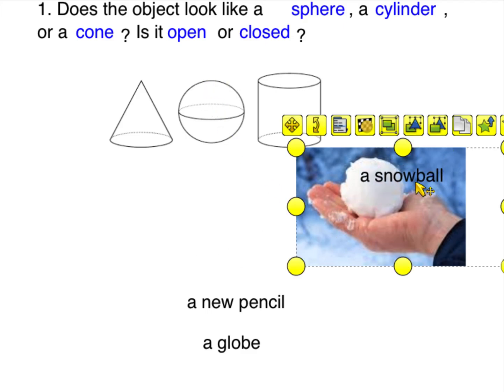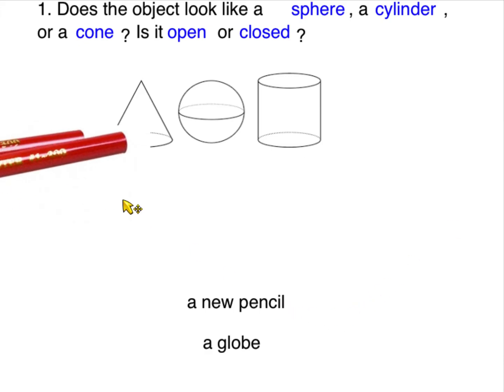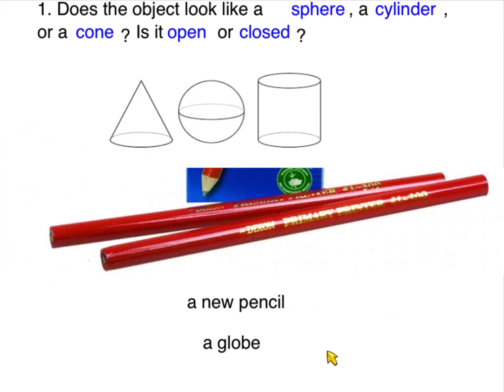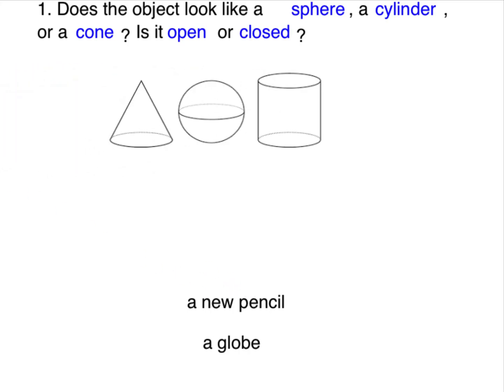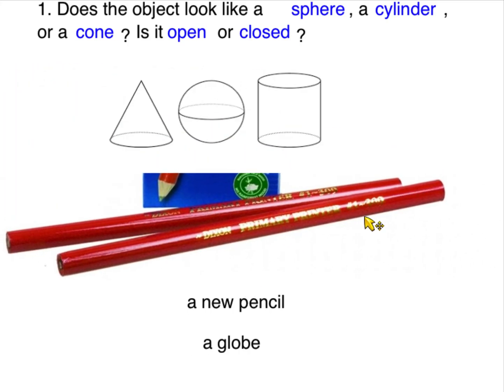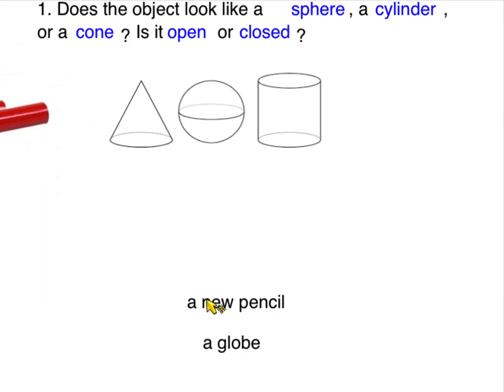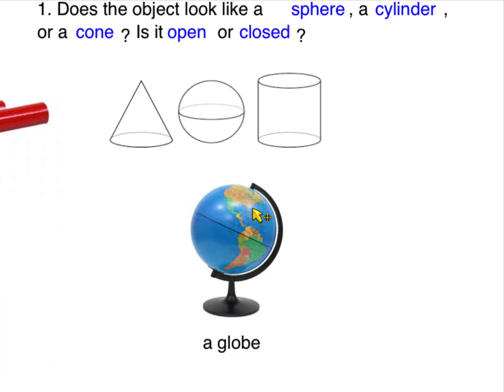A new pencil. Well, the reason why we do a new pencil, because a new pencil is flat on both ends. So would that be open or closed? Closed. Oh, what is that? Cone, sphere, or cylinder? Circle on this end, circle on this end. That would be 2 circles on the ends. That would be a cylinder. And a globe is a sphere.